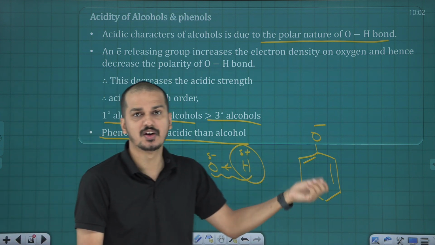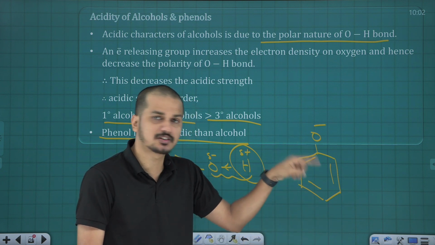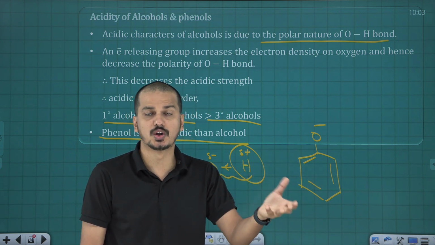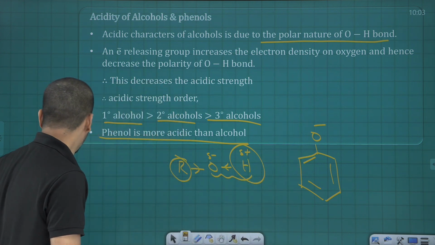In phenol itself, if any electron withdrawing group is there, its acidity will increase. If any electron donating group like CH3 or CH3O is there, because of resonance, their acidity will what? Decrease. That idea you have to keep in mind.